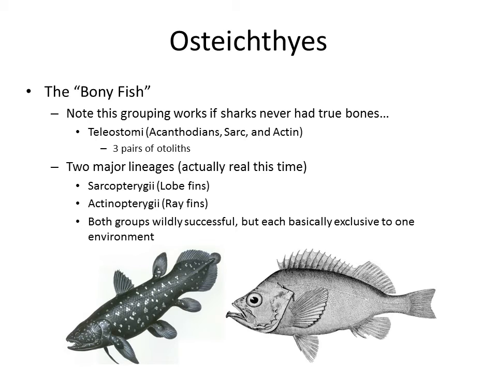Interestingly, both of these groups are actually wildly successful. As far as vertebrates are concerned, these are the most successful vertebrate groups we've ever had. But they're exclusive almost to one environment. Sarcopterygii seem to be almost exclusively terrestrial, and Actinopterygii appear to be almost exclusively marine. There are some exceptions to those rules, but you're talking on the order of a literal handful of species in both cases. And the members do not extend into the other's world very extensively. Coelacanths are exceedingly rare. Estimates of their populations put them at well under maybe 1,000 individuals in some locations. So you're talking about very small numbers of these guys.